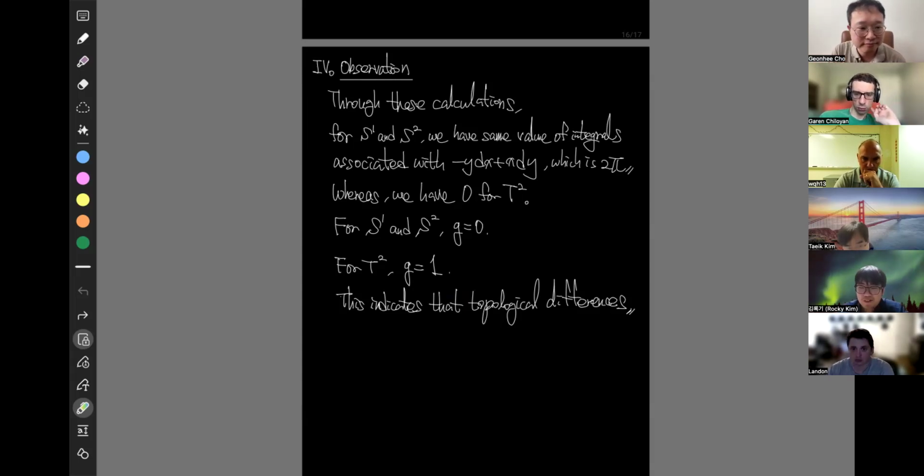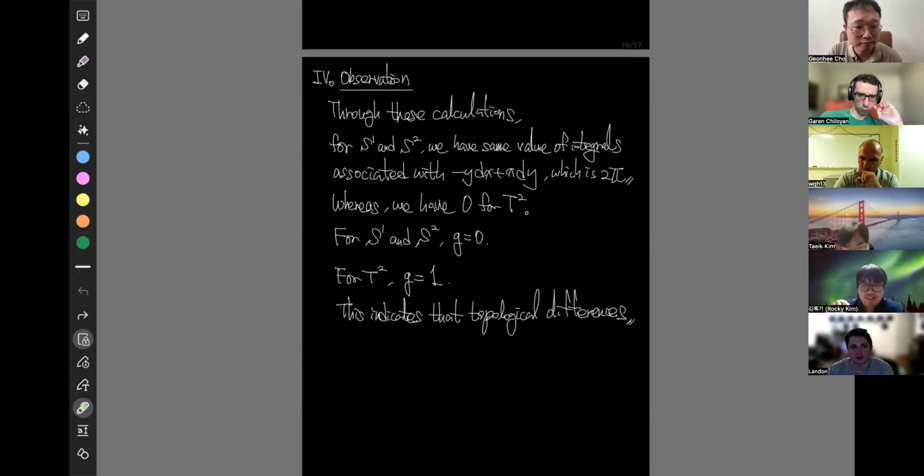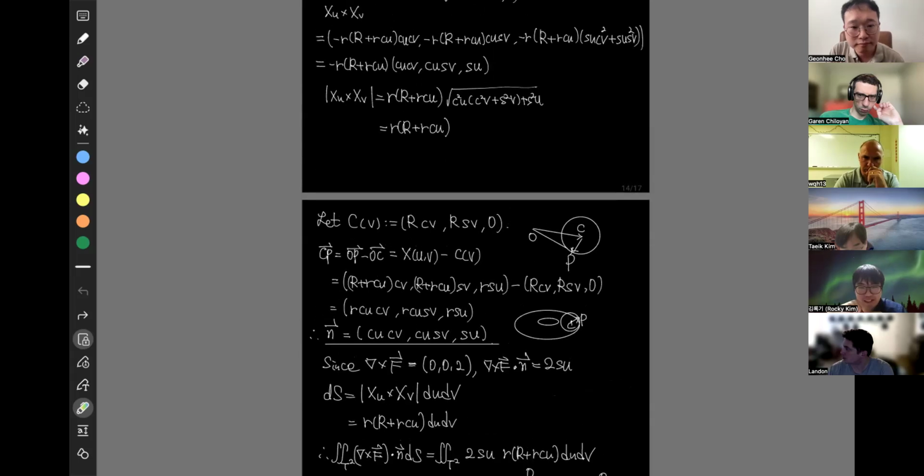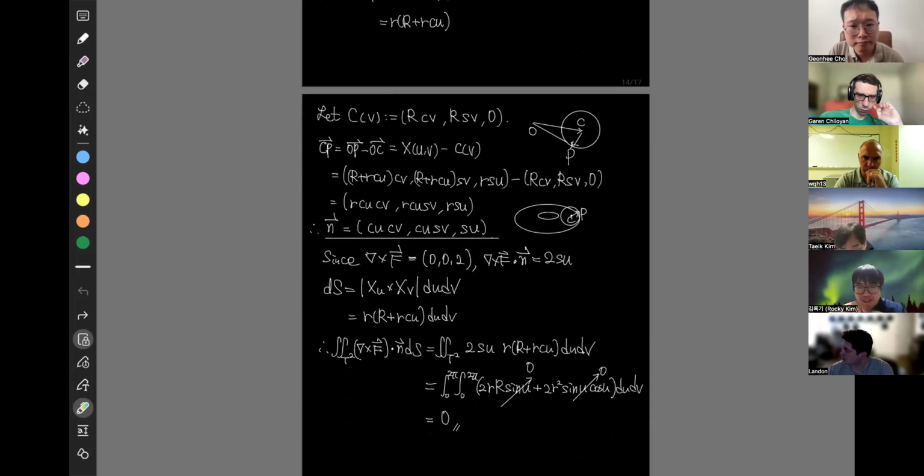I wonder about the vector field that we calculate on the torus. Is there no meaning, or I wonder about this. I think this calculation should be zero for both the sphere and the torus, because of your explanation.